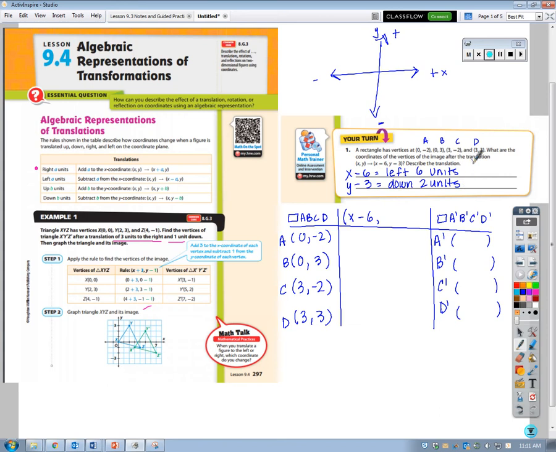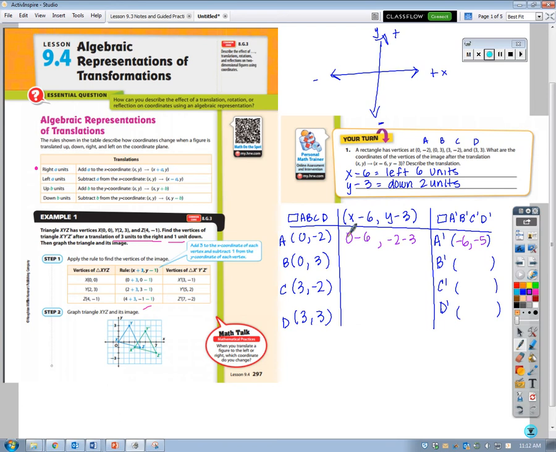We still need to find the vertices for these points after the translation. So I'm going to take my coordinates and subtract 6 from my x, and then I'm going to subtract 3 from each of my y's. So I'm just going to plug that into my new coordinates here. So I've got 0 minus 6 for my x, and -2 minus 3 for my y. So 0 minus 6 is -6, and -2 minus 3 is -5. So my coordinate for A prime, my translated point, would be -6 and -5.